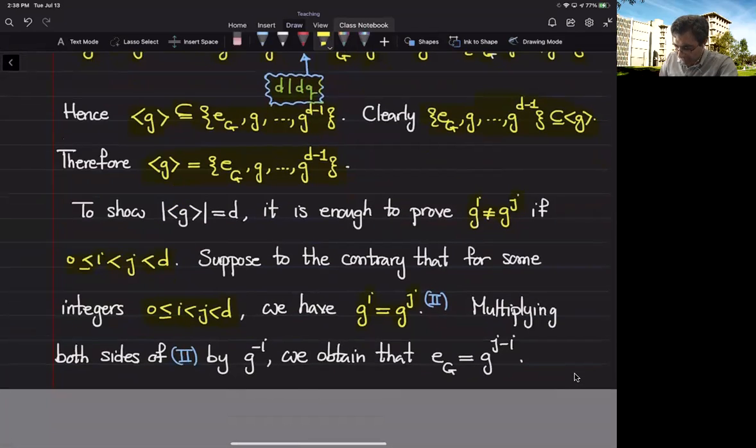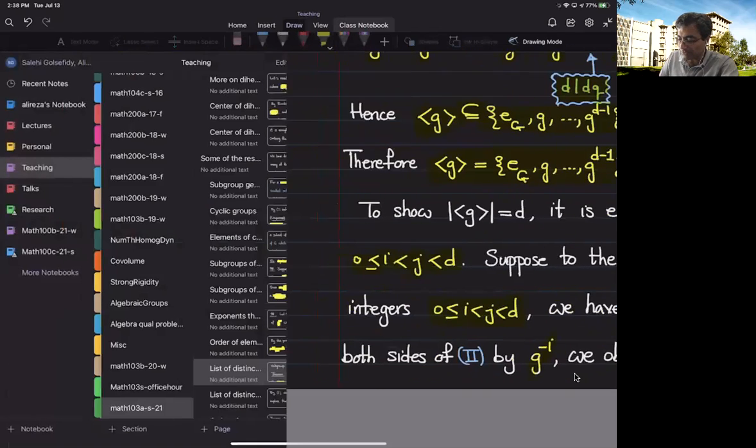What we can do is cancel out this g to the i from both sides. Canceling out means we are multiplying by the inverse of this element. So let's multiply by the inverse of this element, and on this side we end up getting the neutral element, and on the other side we end up getting g raised to power j minus i. Now, j minus i is a positive integer. j is less than d. I'm subtracting something non-negative, so j minus i is strictly less than d. But that's not possible.